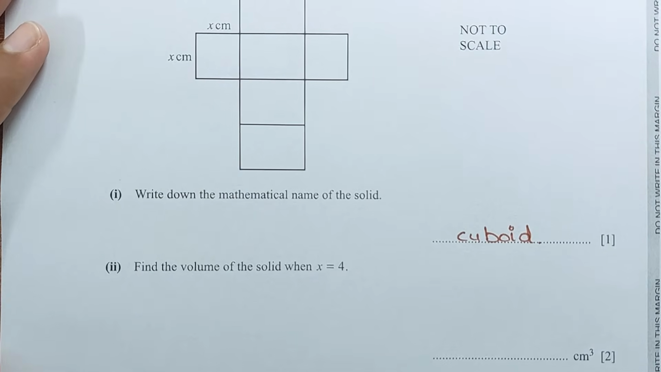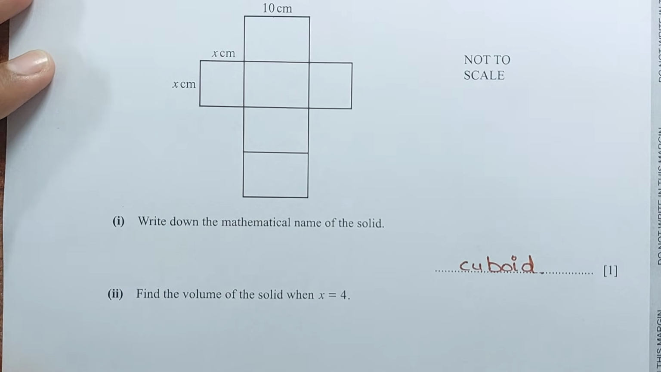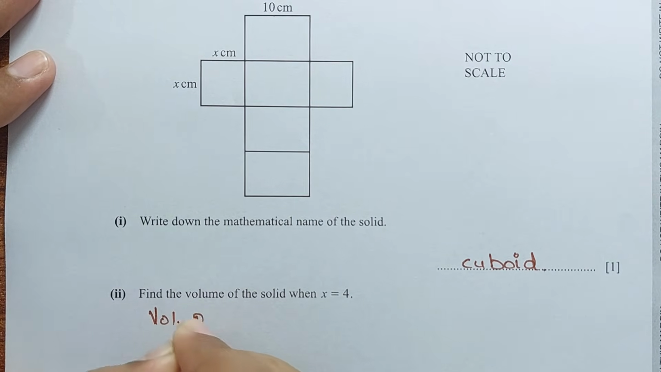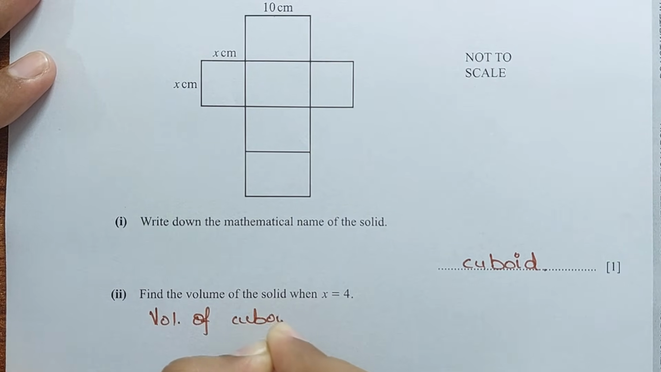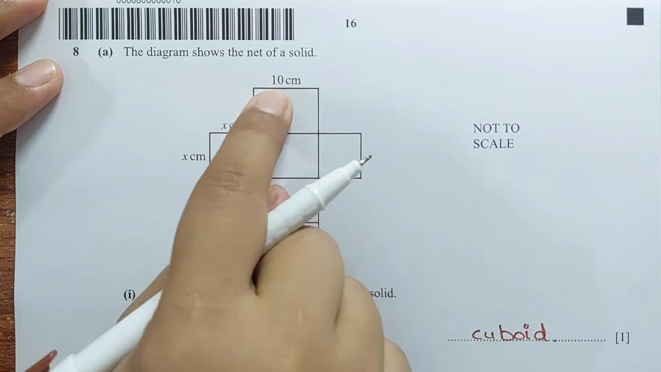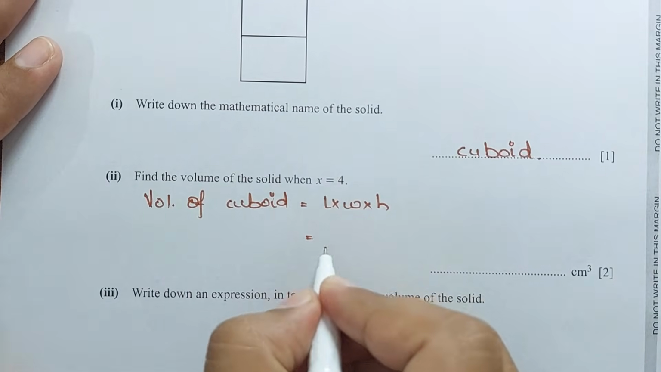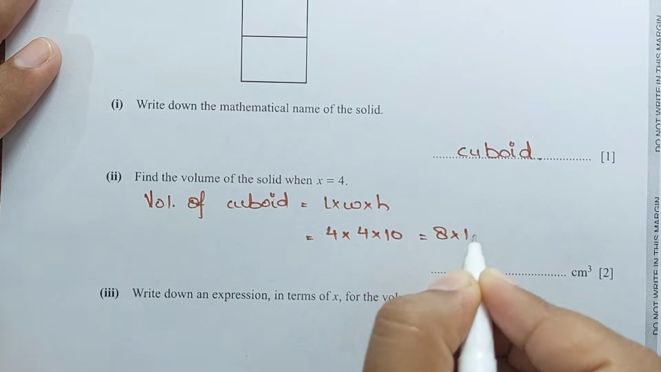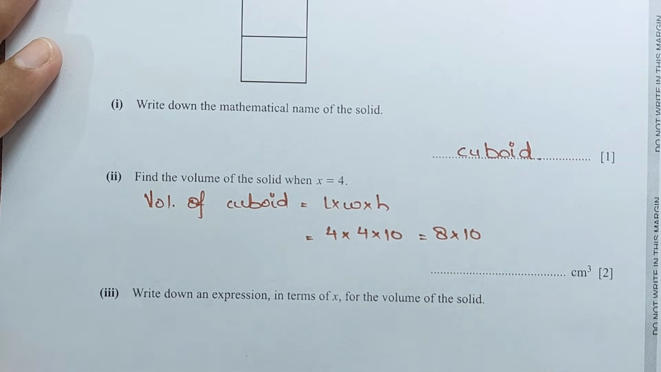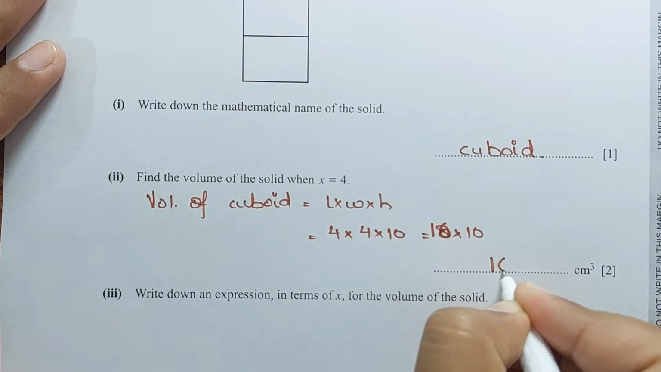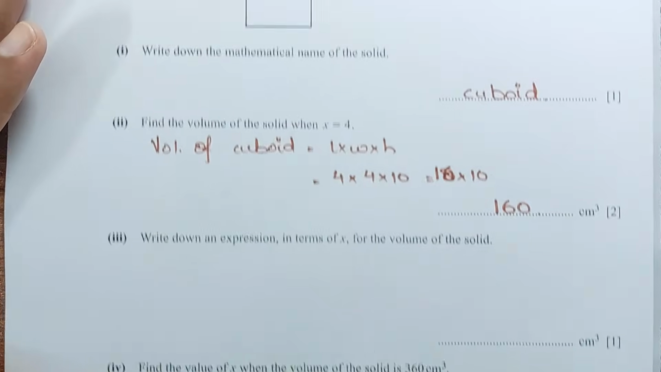Now for the second part, find the volume of the solid when the x value is 4. We have to figure out the volume of a cuboid, which is length times width times height. The length and the width are x, and the height is 10. So x is 4. 4 times 4 is 16, and 16 times 10 is 160 cubic centimeter.